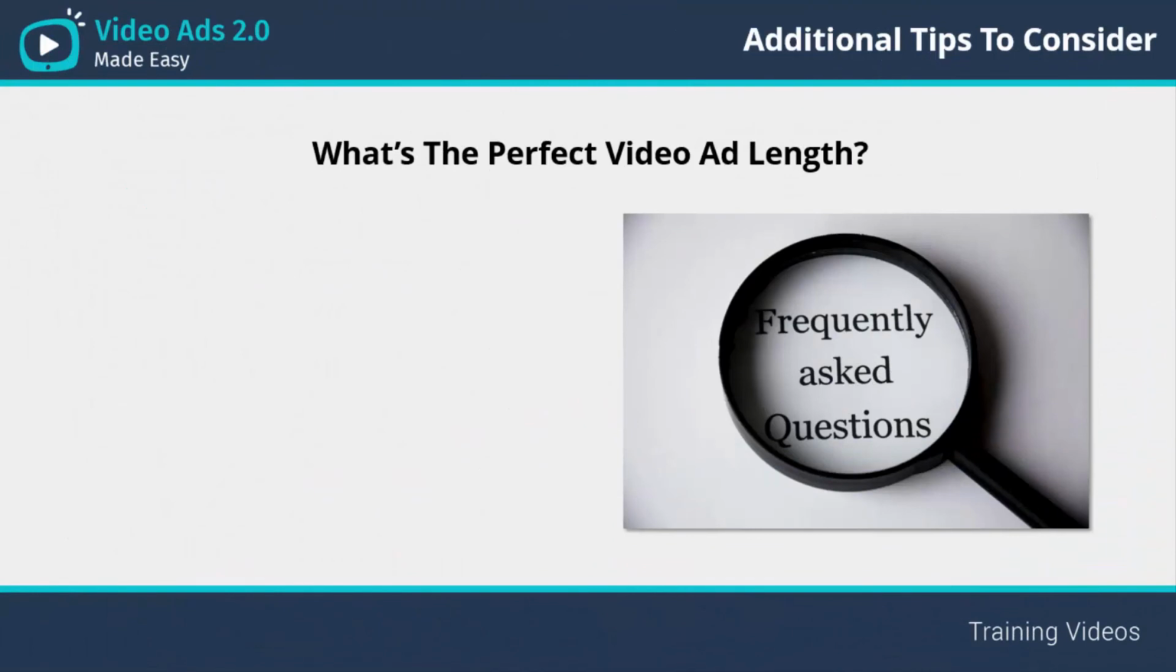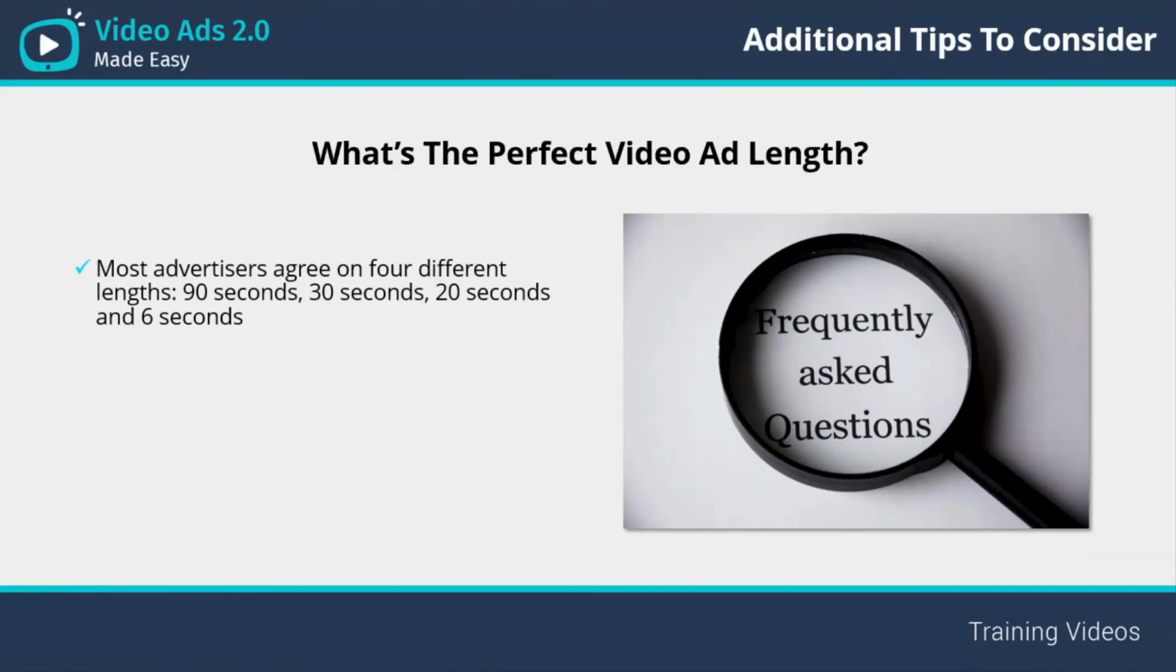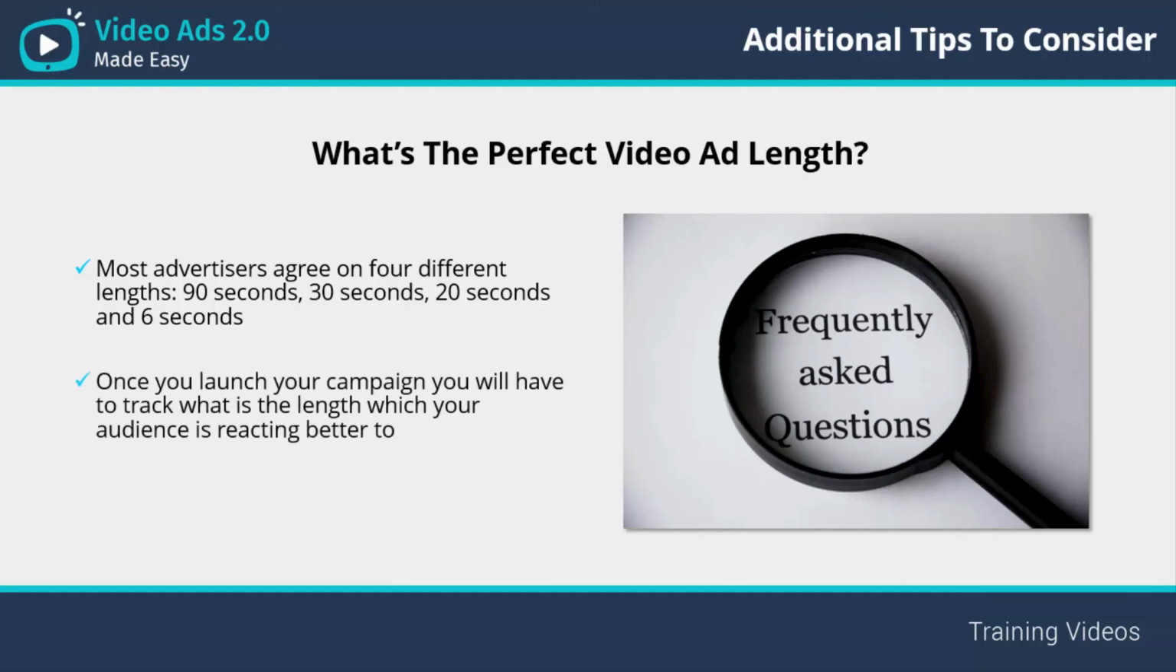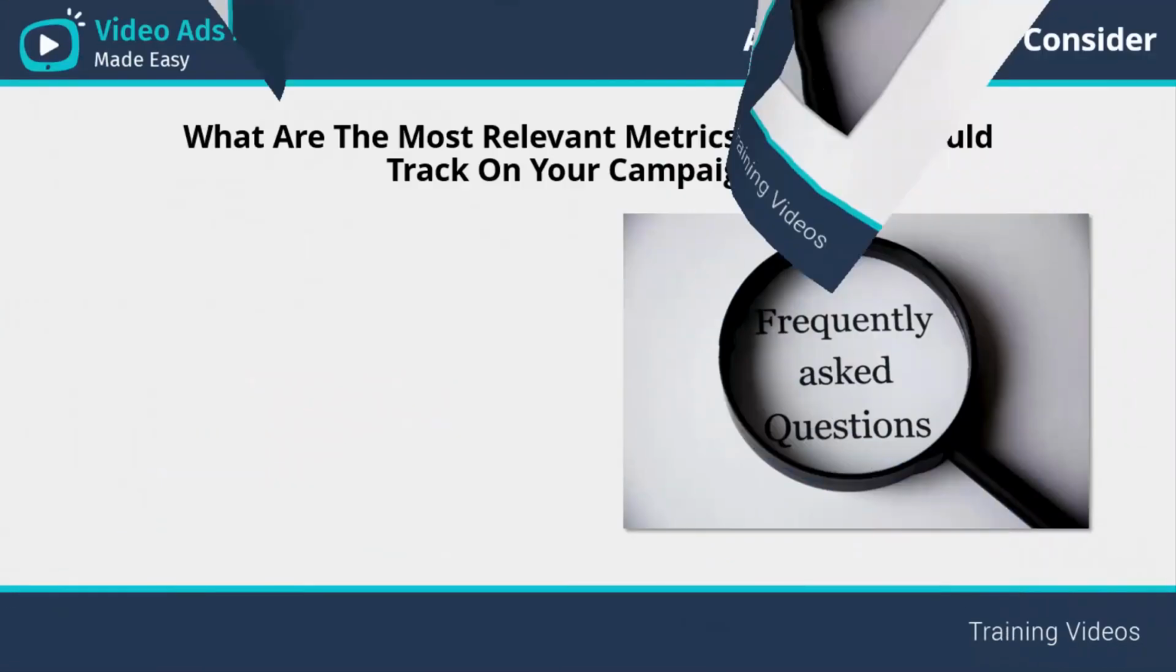What's the perfect video ad length? Most advertisers agree on 4 different lengths: 90 seconds, 30 seconds, 20 seconds, and 6 seconds. Now, it all comes down to creating different variations of the same ad, each one based on a different length. Once you launch your campaign, you will have to track what is the length which your audience is reacting better to. That is, which video ad variation your targets are watching in full. That will be your perfect video ad length.